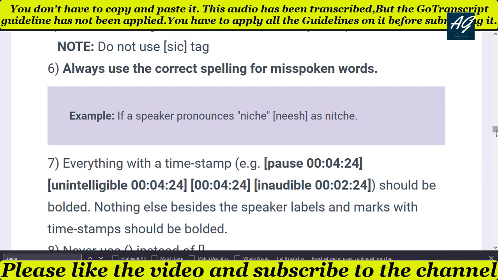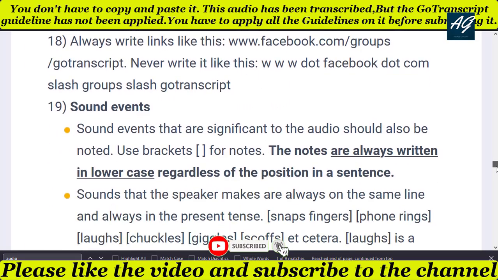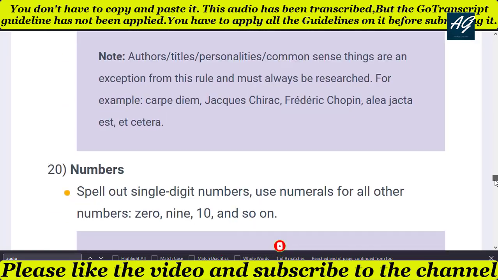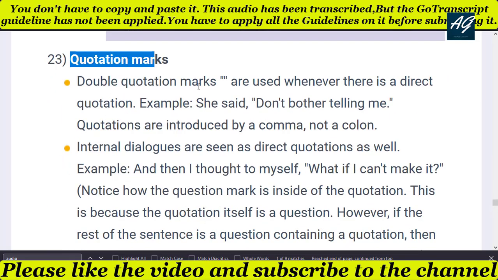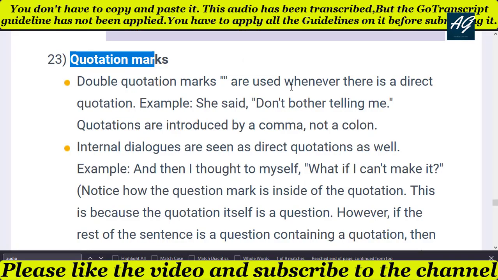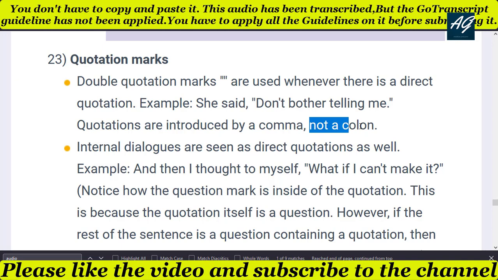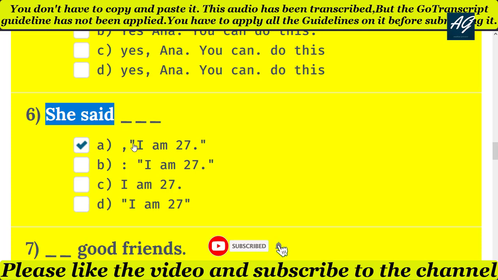So if you read this guideline, you easily understand why this option is correct. So this is the quotation mark. Double quotation marks are used when there is a direct quotation. For example, she said, and here is also she said. For example, she said, and then comma and in quotation marks. Quotations are introduced by a comma, not a colon. So if you read this guideline, you easily understand why this first option is correct.